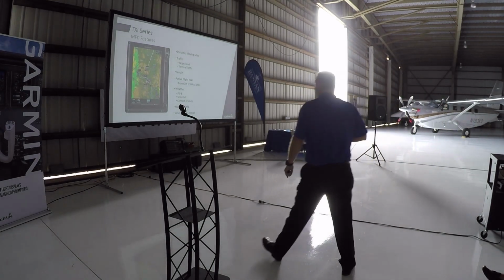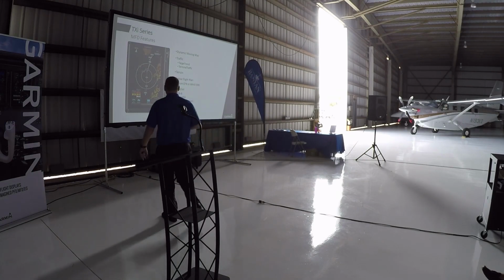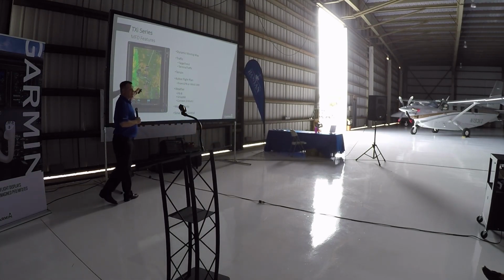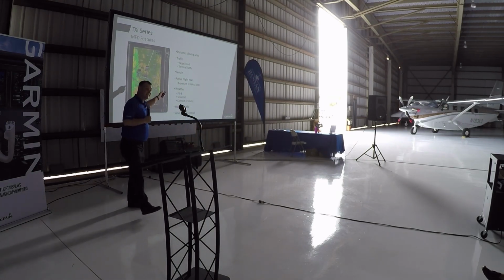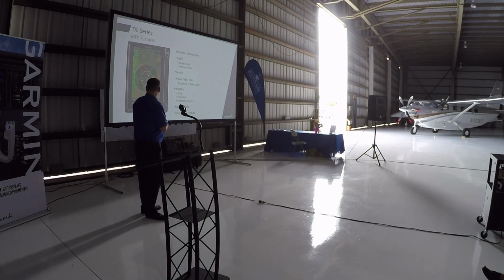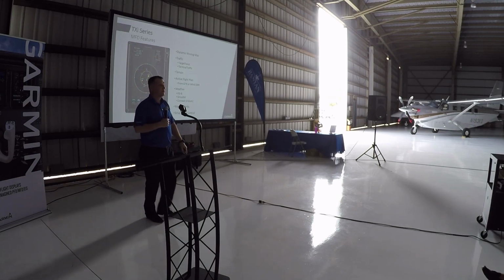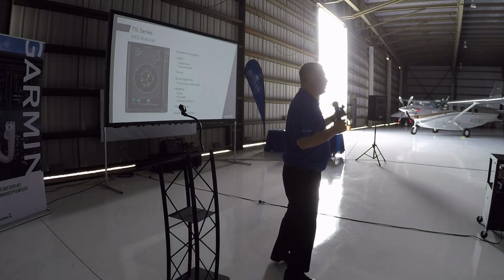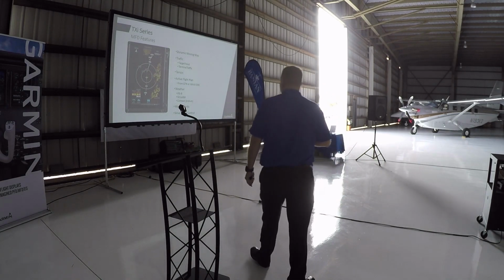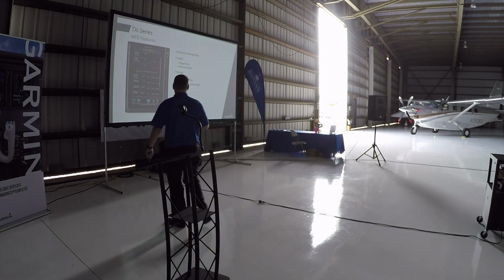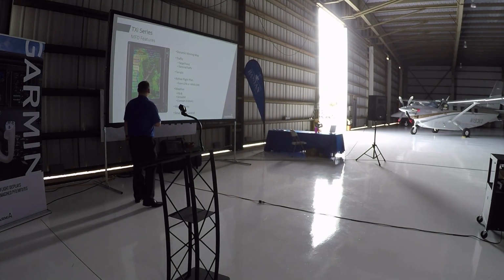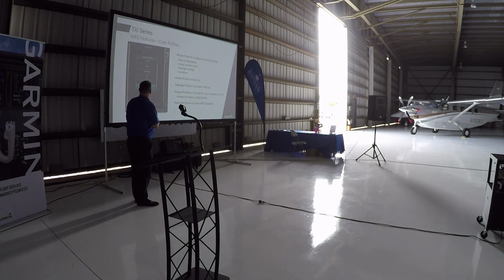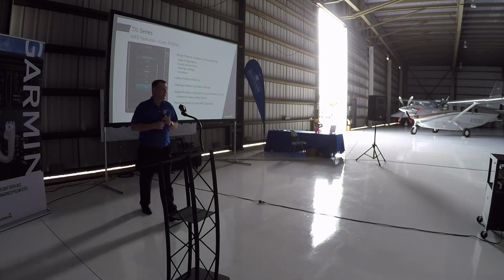Okay. So, you notice it looks very much like the GTN. That's by design. So the traffic's going to look the same. It's going to have the same target trend, relative motion vectors. When you see the flight plan, it's going to look the same as the GTN. The terrain's going to look the same. The radar looks the same. Everything is right there. We've added some new features.